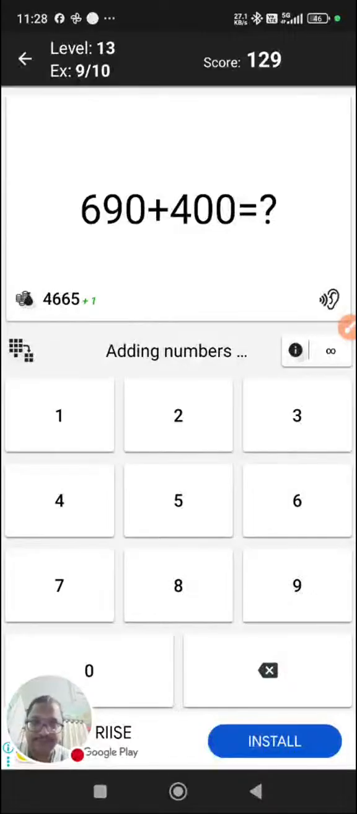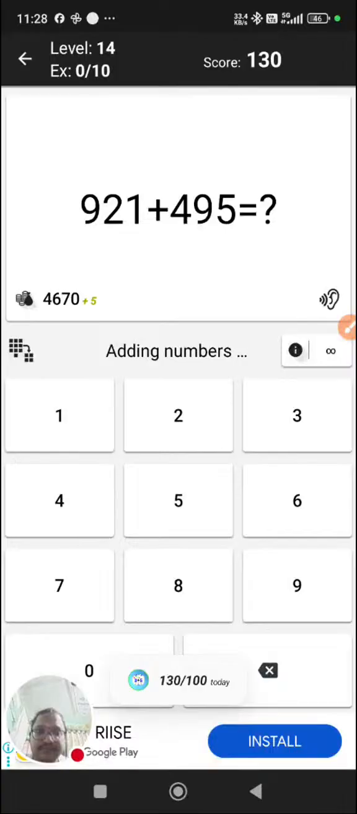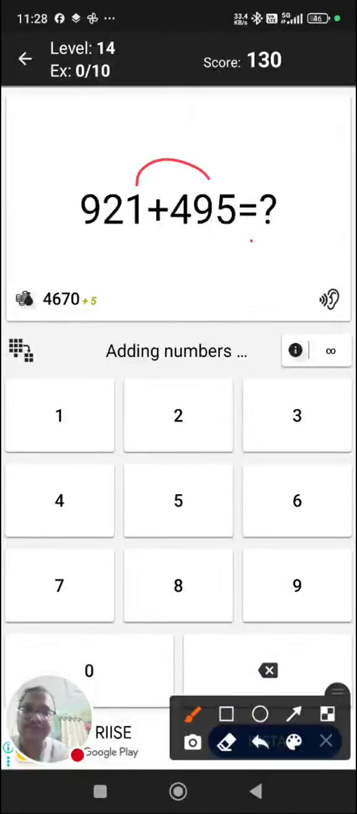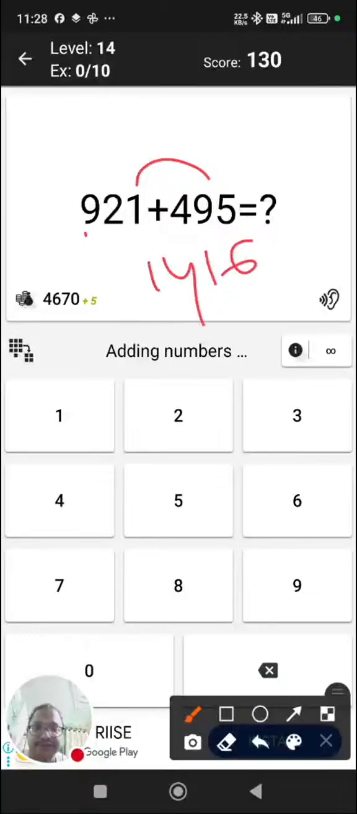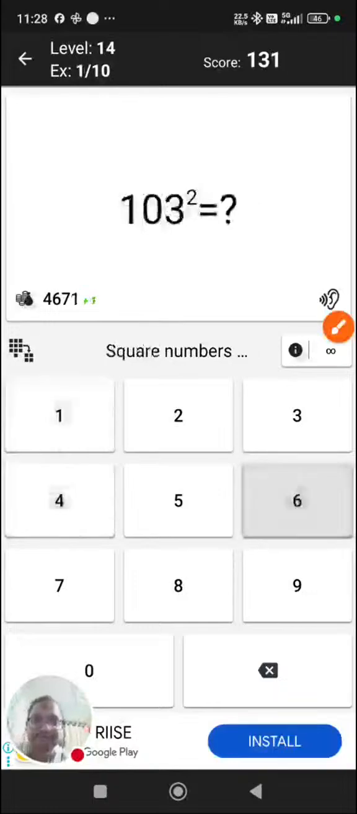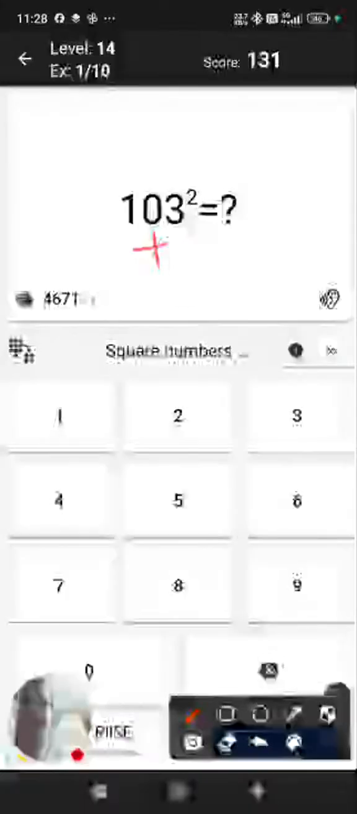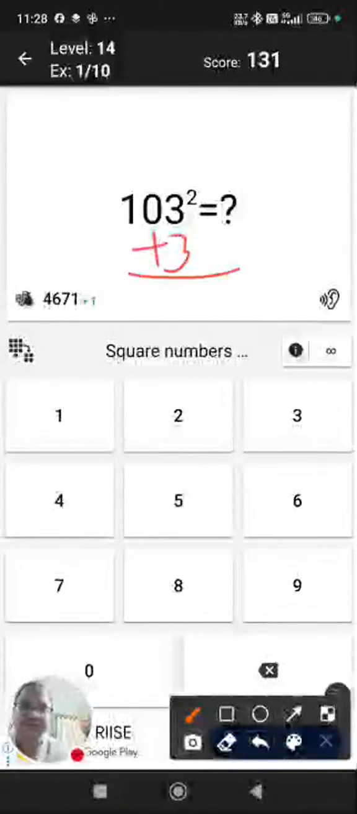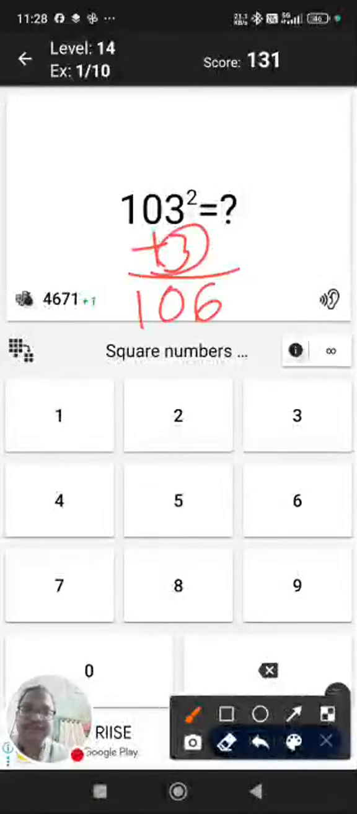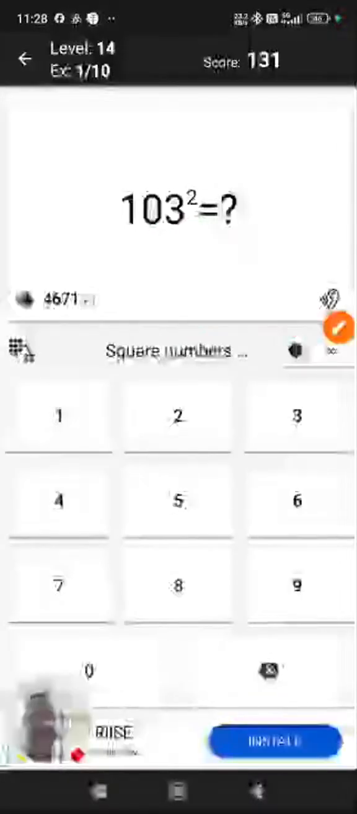Here we see 1090. Here we see 6 1. This will be 10 plus 4, 14. 1416. 103. It is more than 100. So adding the 3 to this one, we get 106. And talking about 3 square, which is 09. So answer will be 10609.